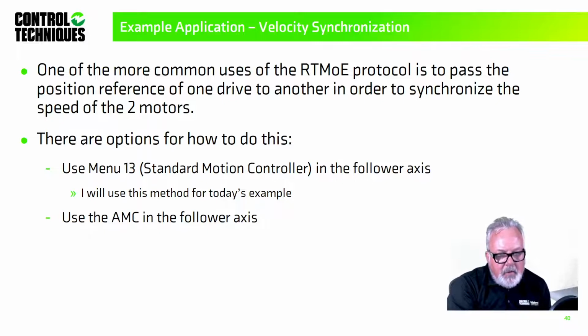And there are 2 options on how to do velocity synchronization in the follower. Okay? I can use menu 13, which is called the standard motion controller, in the follower, which is what I will do today. But I can also use gearing in the AMC. I can also use EGB mode with our advanced motion controller to do velocity synchronization in the follower axis. Today I'm going to use menu 13 just for simplicity.